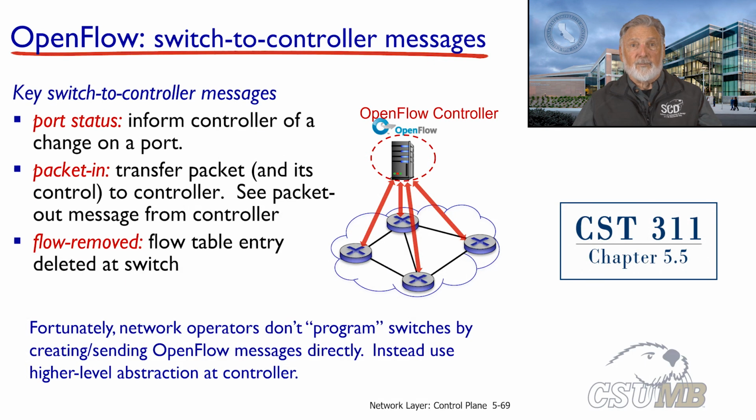The switch-to-controller messages are sent without solicitation from the controller. This class includes various status messages to the controller, such as a port status change. Also included is the packet in message, which may be used by the switch to send a packet to the controller when there is no flow table match in the switch. There is also a message type to inform the controller about the removal of a flow entry from a flow table.